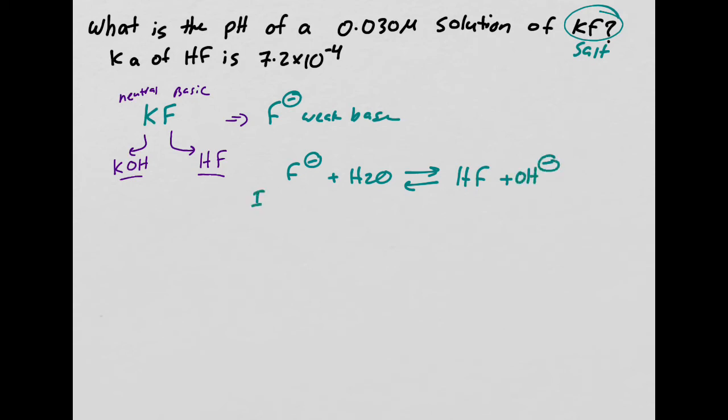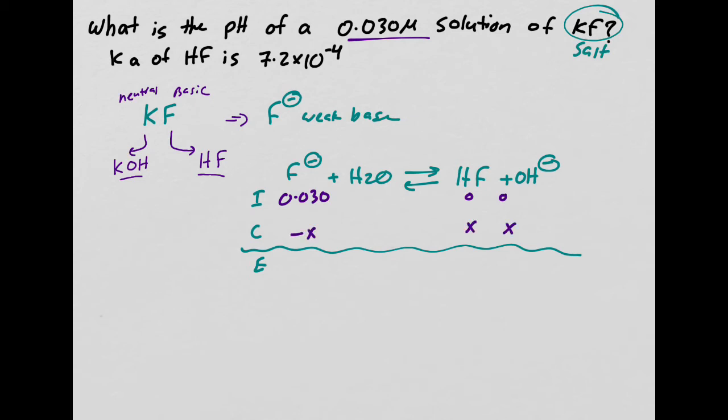And now I'm going to do an ice table. Again, in this problem, I had a salt. I figured out what type of salt I have. This is a basic solution, so I'm going to do a weak base hydrolysis here. The initial is 0.030, minus x and x.